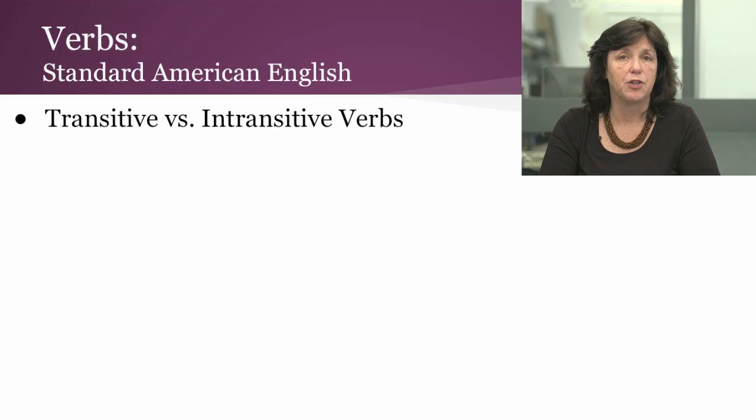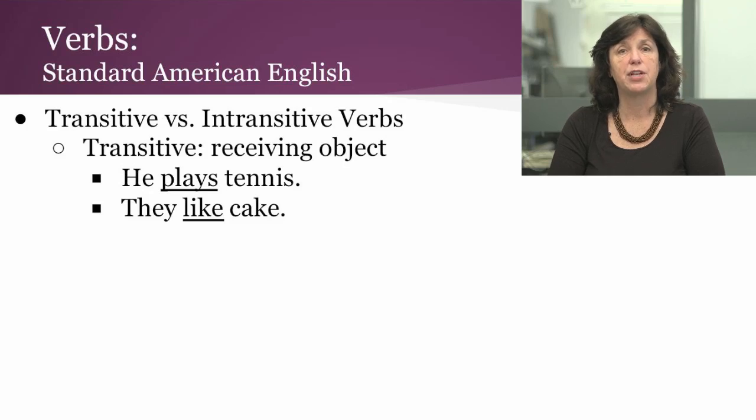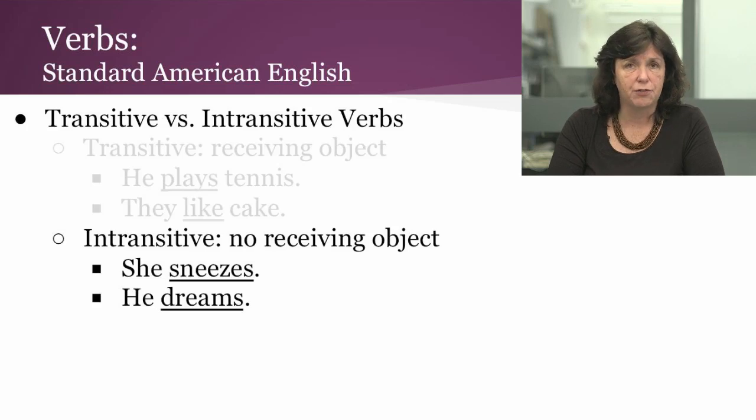One way to organize verbs is by their transitive or intransitive nature. Transitive verbs must have an object or something receiving the action or state of being. He plays what? He plays tennis. They like what? They like cake. Intransitive verbs, on the other hand, don't need an object to receive an action. They can stand alone, like she sneezes or he dreams.